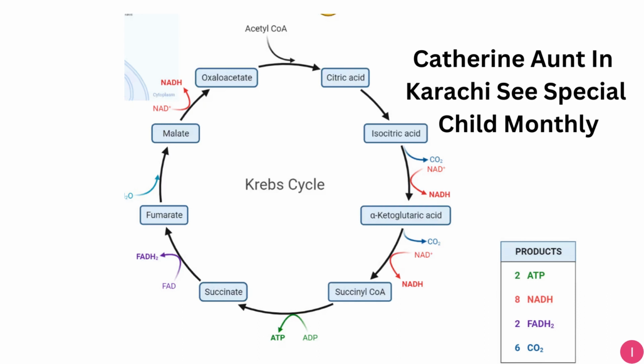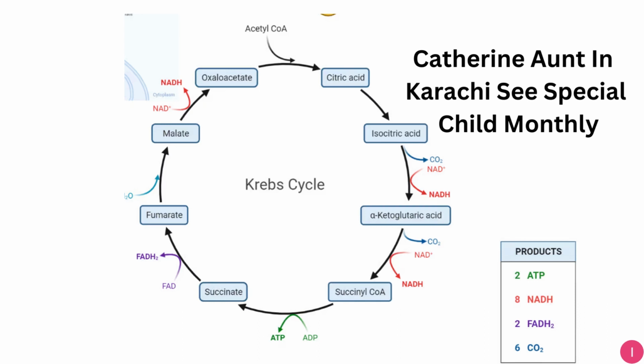Okay, next is isocitric acid. In is for isocitric acid. Now K, Karachi, is for ketoglutaric acid. Alpha ketoglutaric acid is represented by Karachi. C, S, see is for succinyl CoA, special is for succinate. Then child, F is for fumarate, and M, monthly, is for malate. So this is the mnemonic so you can remember the Krebs cycle without any difficulty.